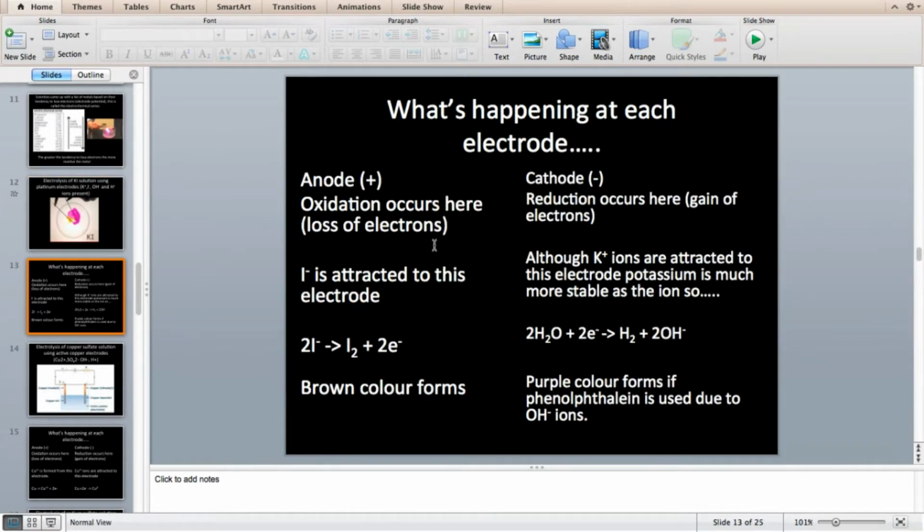So let's see what happens here. At your anode, you get 2 things attracted here. That's your positive, so that means you've got your negative things attracted there. So you're going to have your I minus ions attracted there. You will also have your OH minus ions attracted there too. But the I minus ions come out on top here. So that means you get the formation of iodine at your anode.